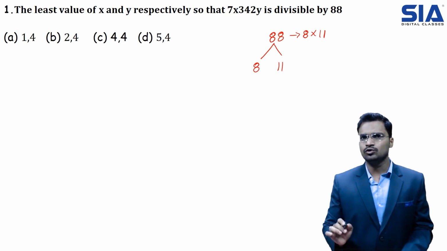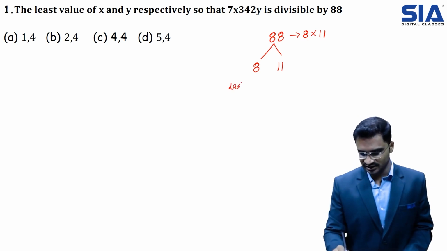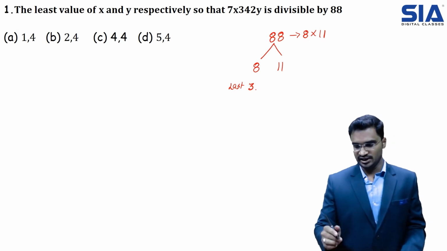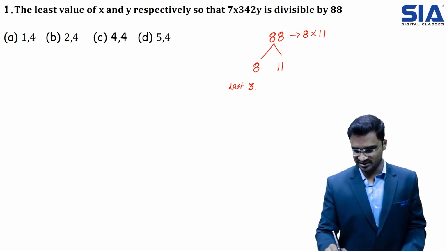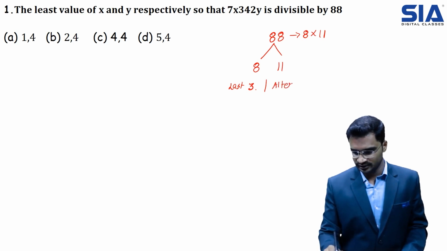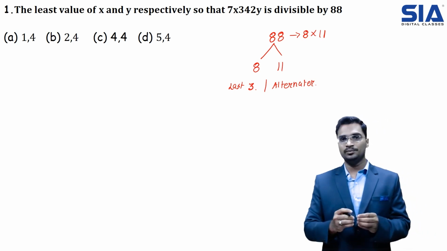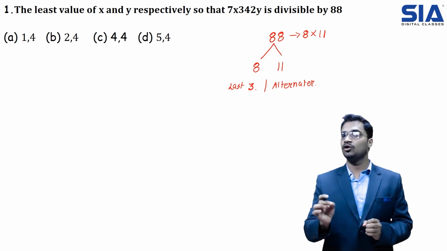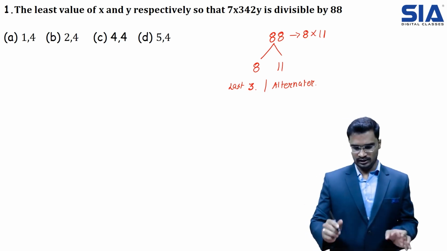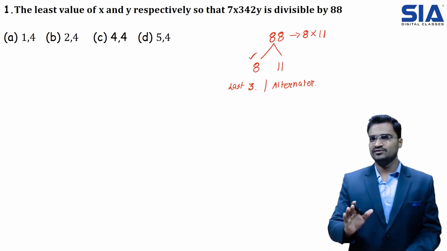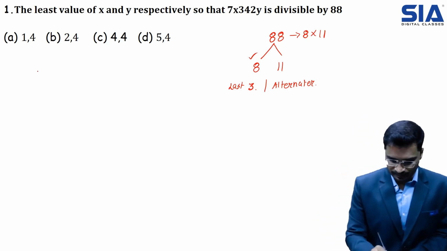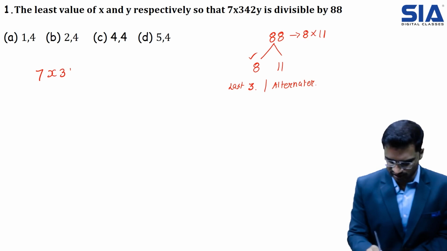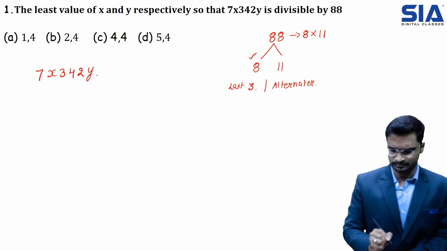The divisibility rule of 8 says that the last 3 digits should be divisible by 8. In the same way, the divisibility rule of 11 says that alternate digits should be added and then subtracted, and their difference should be formed. If that difference is 0 or 11, then it is divisible by 11. Let us substitute the divisibility rule of 8 here. So our number is 7x342y.